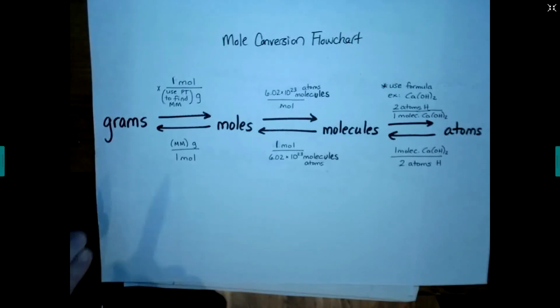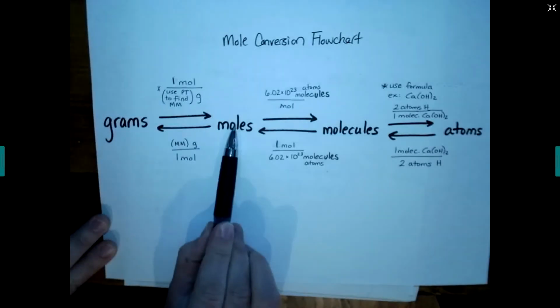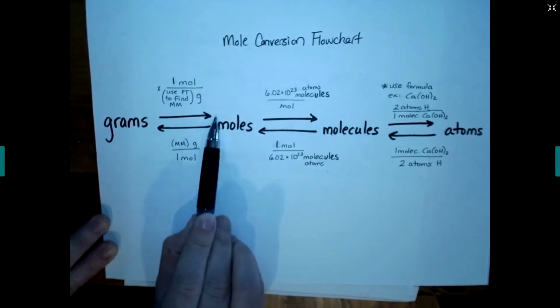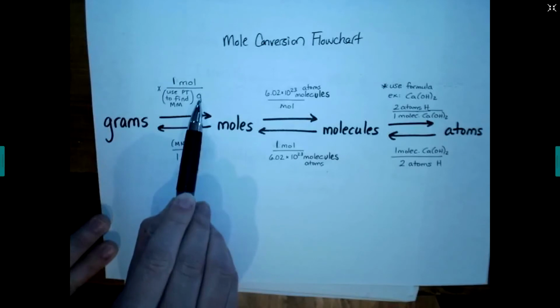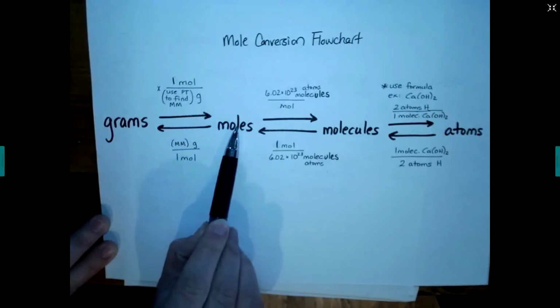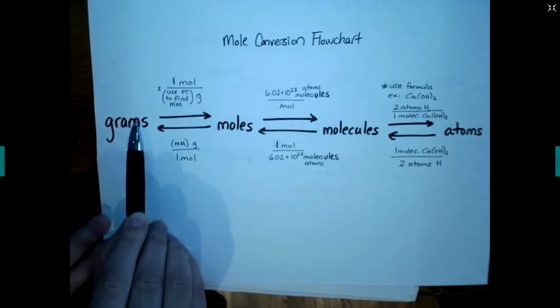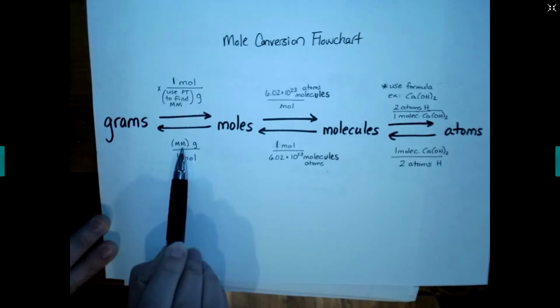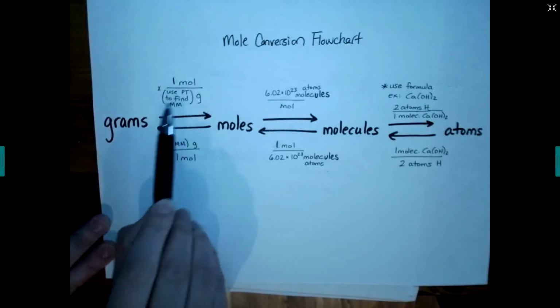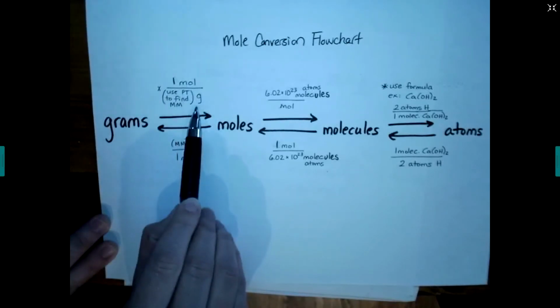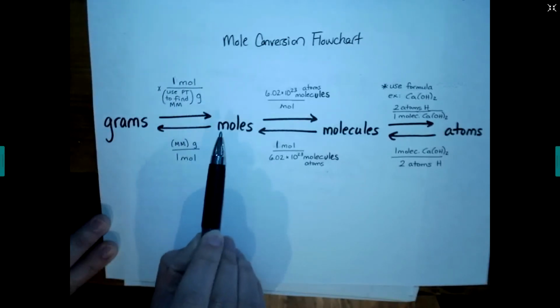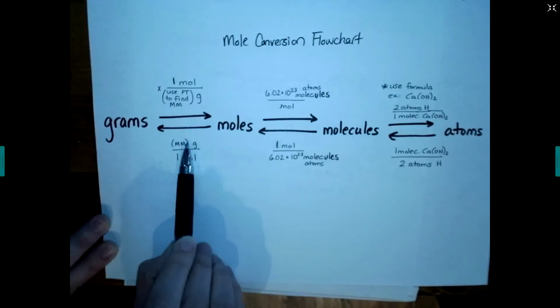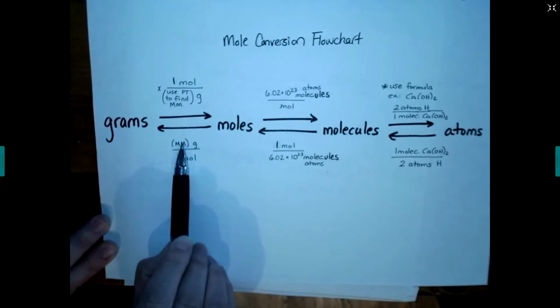So the way this works, if you are converting from grams to moles, you're going to be following this top arrow, which means you're going to divide by the molar mass. If you're doing the opposite, if you're going from moles to grams, you're going to multiply by the molar mass. So notice grams to moles, the molar mass is on the bottom of the dimensional analysis setup. So that just means divided by molar mass. Going from moles to grams, the molar mass is on the top, meaning you're multiplying by it.